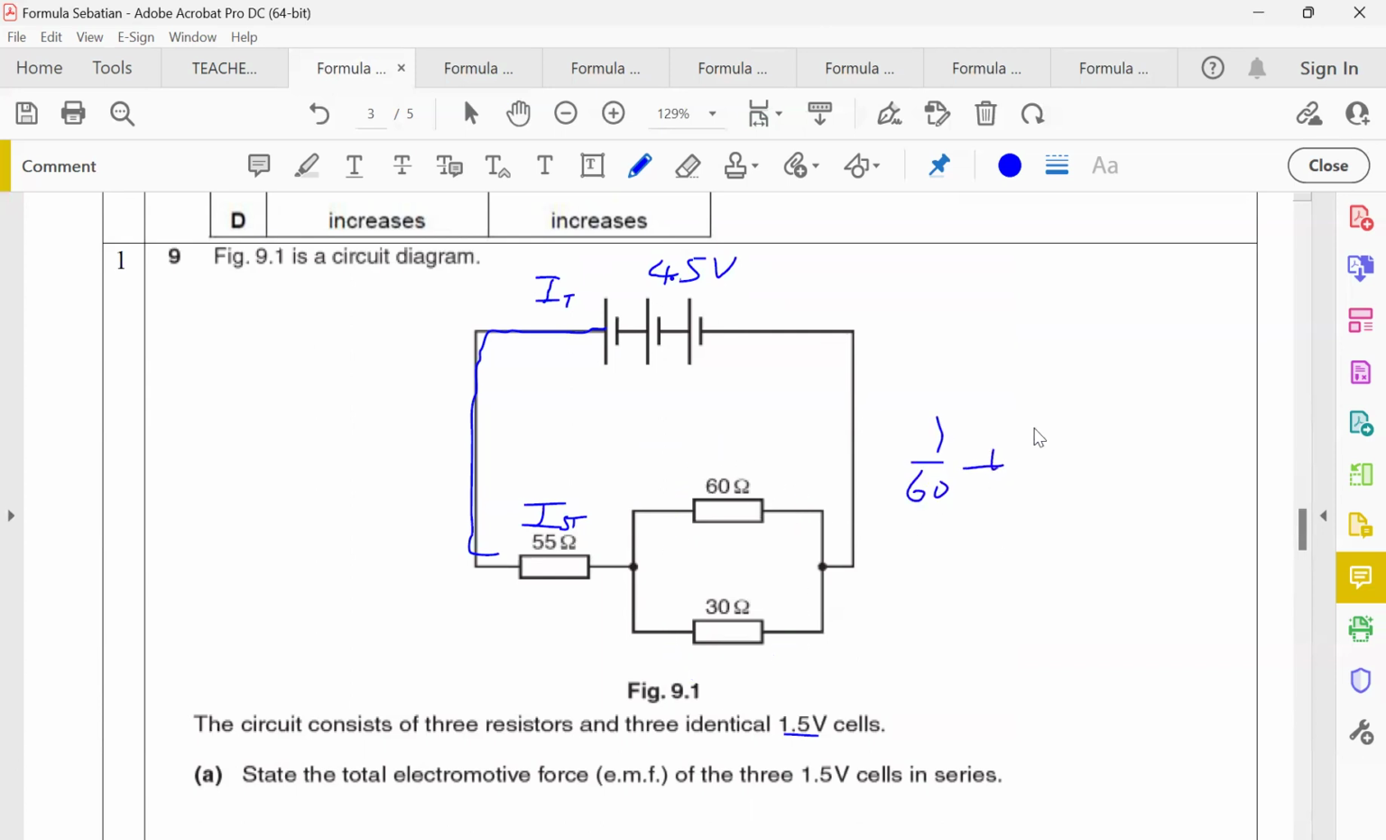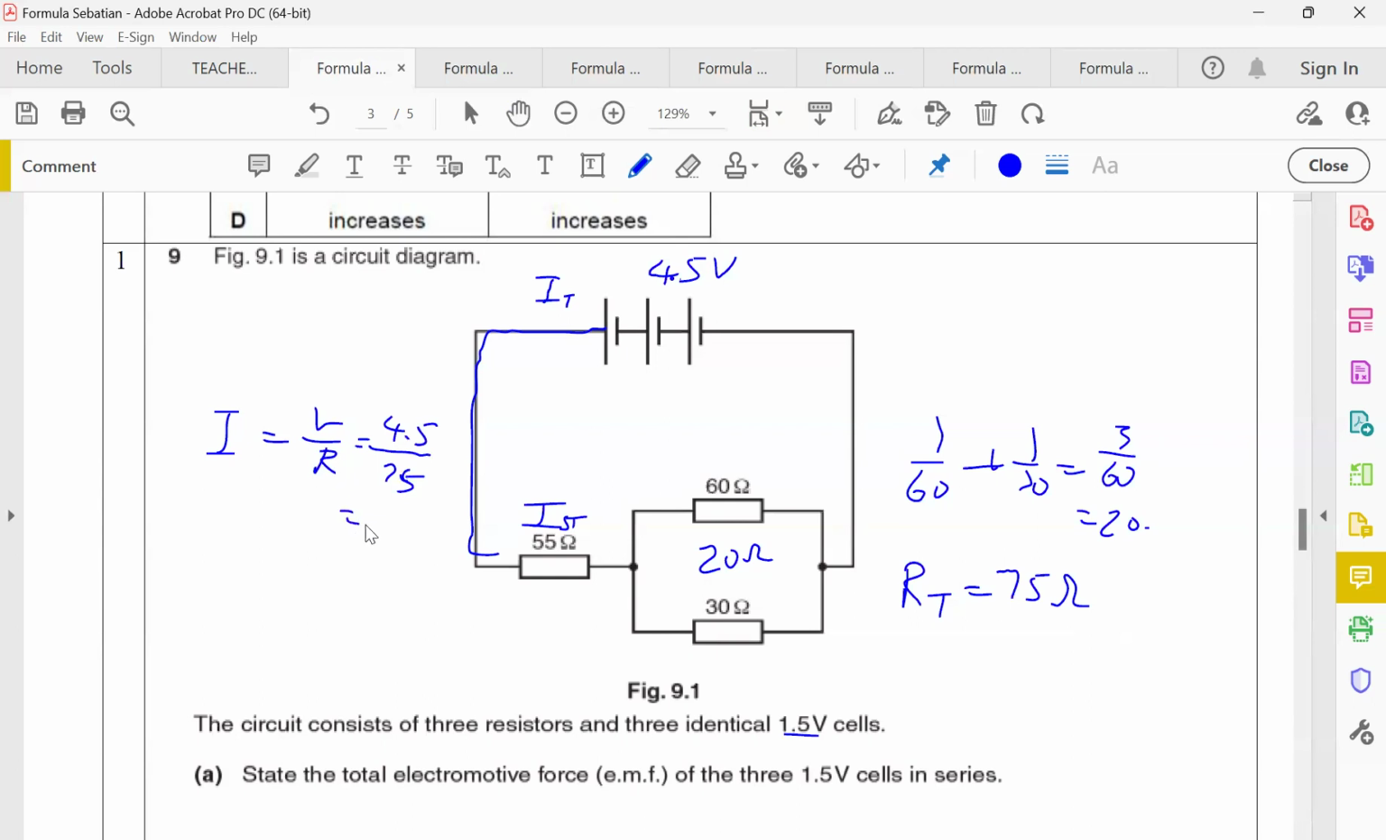Which is going to be 1 over 60 plus 1 over 30, which is going to be 3 over 60, which is going to be 20 ohms. Here is a total of 20 ohms, right? Plus this thing together, the total resistance will be 75 ohms. Then I will be equals to V over R, which in this case will be 4.5 divided by 75. Press that in your calculator, you should be able to find the total current, which will flow here as well.